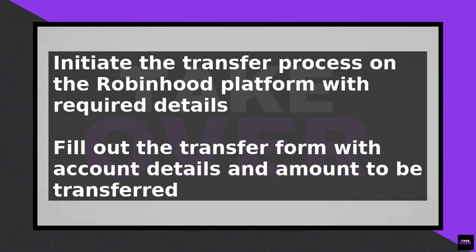A direct transfer involves transferring the funds directly from the existing IRA provider to Robinhood, while an indirect transfer involves withdrawing the funds from the existing IRA and depositing them into the Robinhood account. Direct transfer is the recommended option, as it avoids any potential tax penalties or fees.